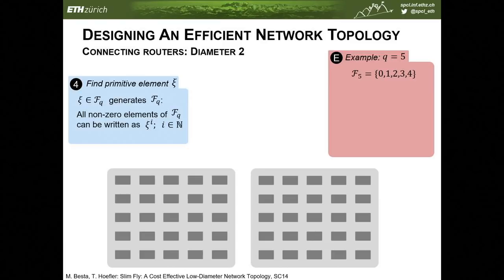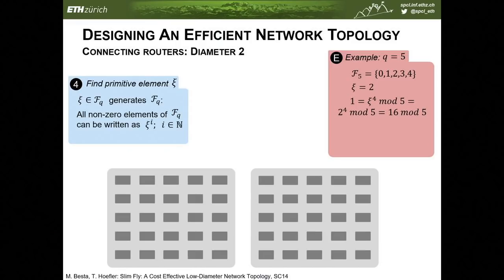So in this case, for F5, what we can do is we find this primitive element equals 2. Now, the typical question is, how do you find the primitive element of a finite field? Yes, we don't know. However, there is one. We know that there is one.